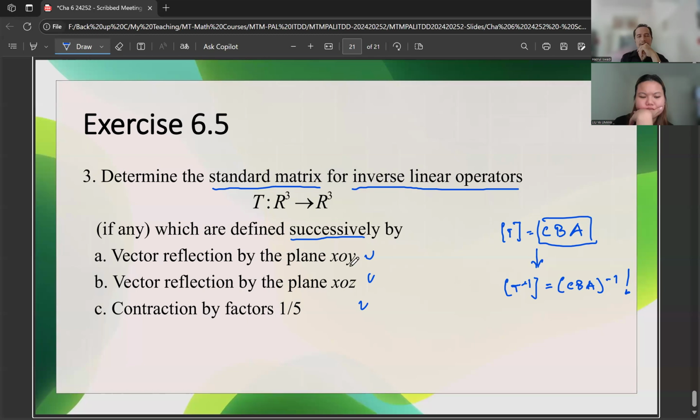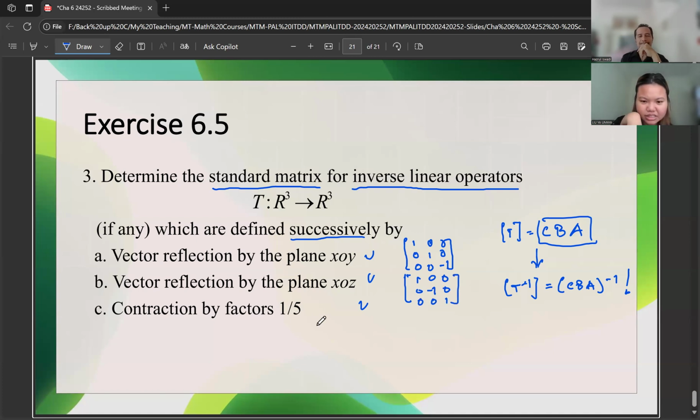A reflection of XY plane. What we have? One, 0, 0, 0, 1, 0, 0, 0, minus one. This one. Okay, good. Reflection of XZ: one, zero, zero, zero, minus one, zero, zero, zero, one.